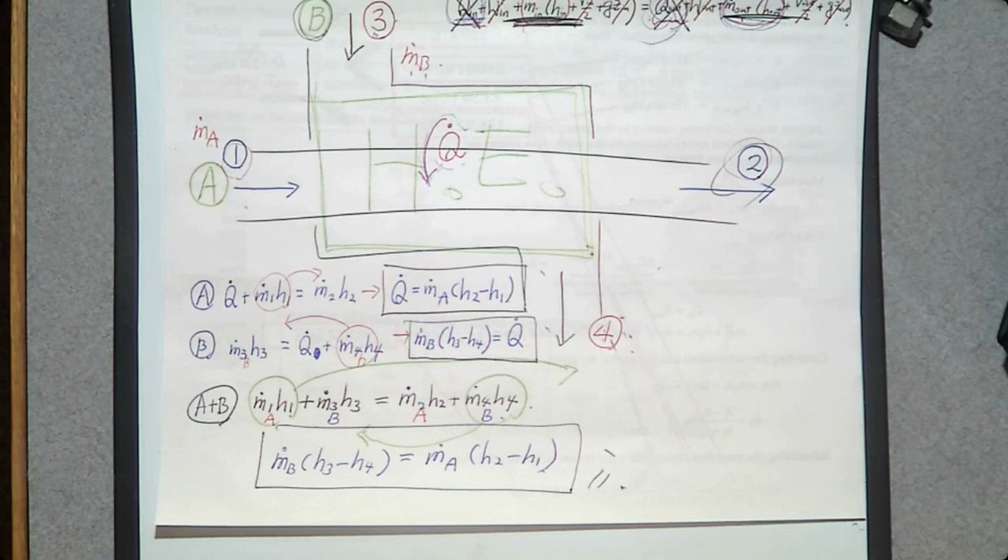So why don't we use m dot B instead of m dot 3 or m dot 4? Because if we use this equation, how many unknowns? 1, 2, 3, 4, 5, 6, 7, 8. If you use this equation, how many unknowns? 1, 2, 3, 4, 5, 6. You can eliminate 2 unknowns.